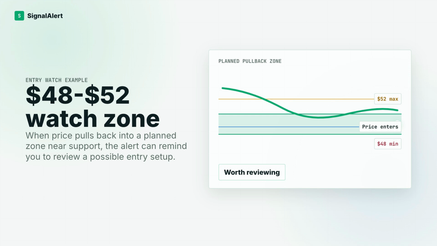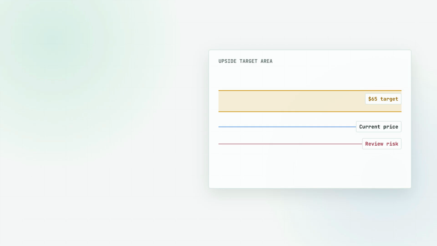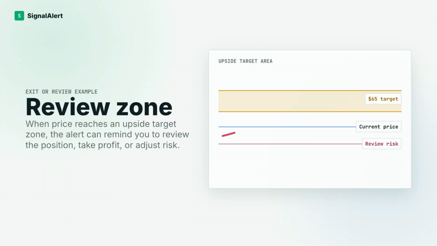But here is the important part: the alert is not the decision. A target range does not tell you whether the stock is good or bad. It only tells you price reached an area you planned ahead of time. Before acting, check the trend, check volume, look at nearby support or resistance, and always know where your risk is.